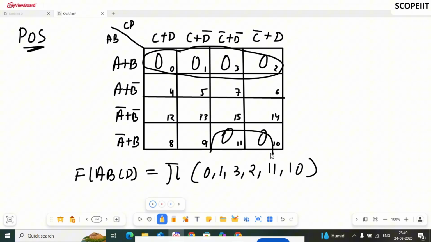No, we'll make this 4 pair. Okay, and how to write the equation? If we take it horizontally, there is only a single one, so it will be A plus B. If we take it vertically, nothing is common. So the equation for this one will be this one.